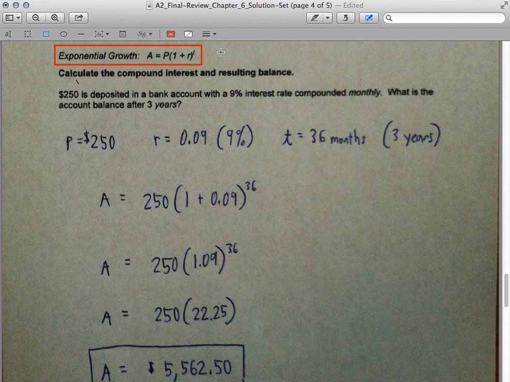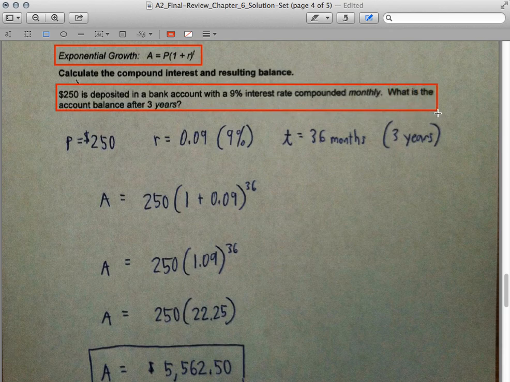And that depends on what the compounding interest rate is going to be in terms of time. Is it going to be compounded yearly? Is it an annual interest rate? Is it a monthly interest rate? And so the problem will determine what value of T, in terms of how much time passes and how much interest is being calculated. Our example problem here states $250 is deposited in a bank account with a 9% interest rate compounded monthly. What is the account balance after 3 years?